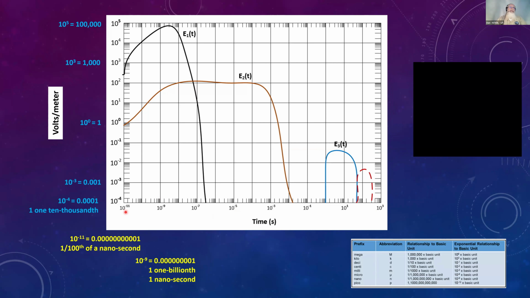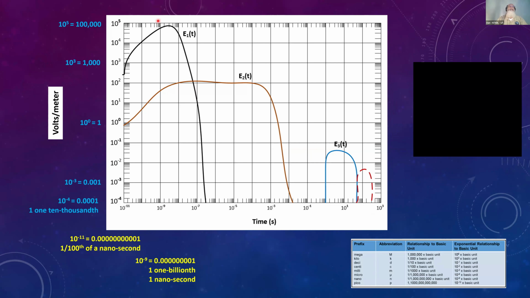And as you can see, 10 to the negative 11 is 1/100th of a nanosecond. So it's very, very, very quick. There's 10 to the 9, which is a nanosecond, 1/1000th of a second. And we go all the way up to 1,000 seconds. So that's 10 to the third.